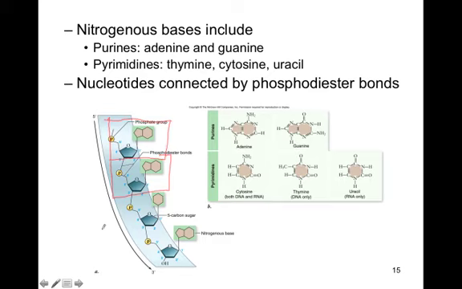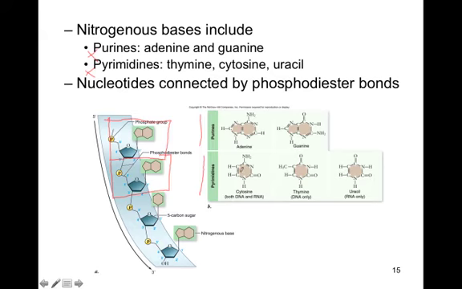There are two types of nitrogenous bases. There are the purines and the pyrimidines. The purines are called adenine and guanine. You'll notice them here. And the pyrimidines, you'll see there are 3 types: cytosine, thymine, and uracil. Adenine and guanine, or the purines, are both 2-ring structures. You see there are 2 rings here. Whereas the pyrimidines, thymine, cytosine, and uracil, are just single-ring structures.